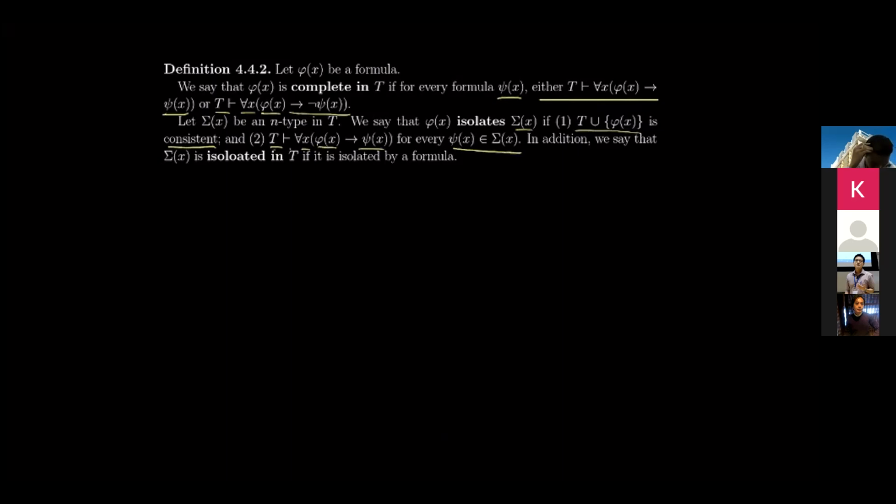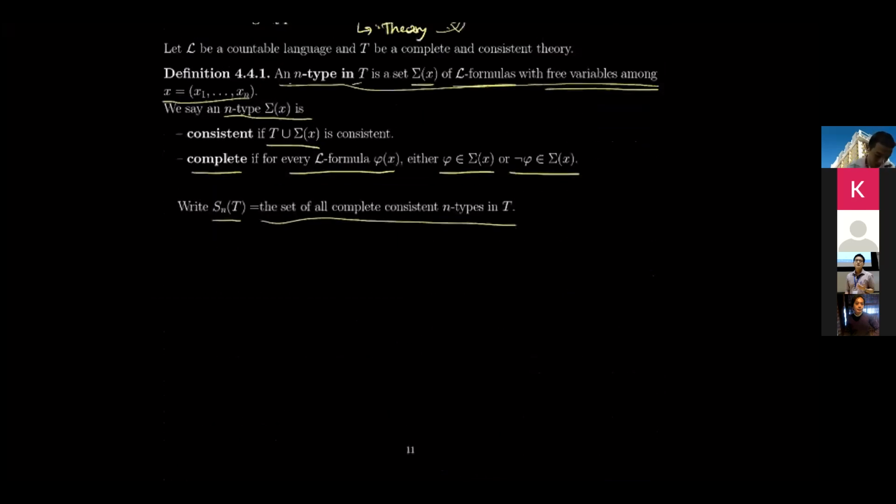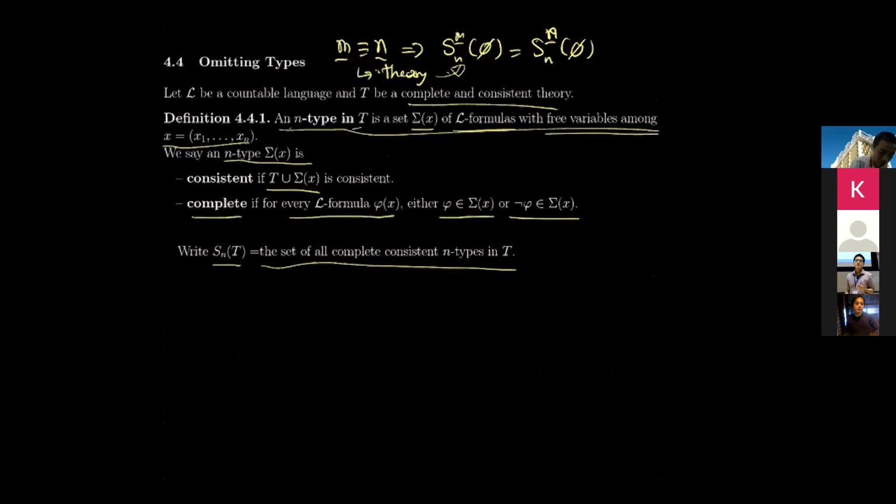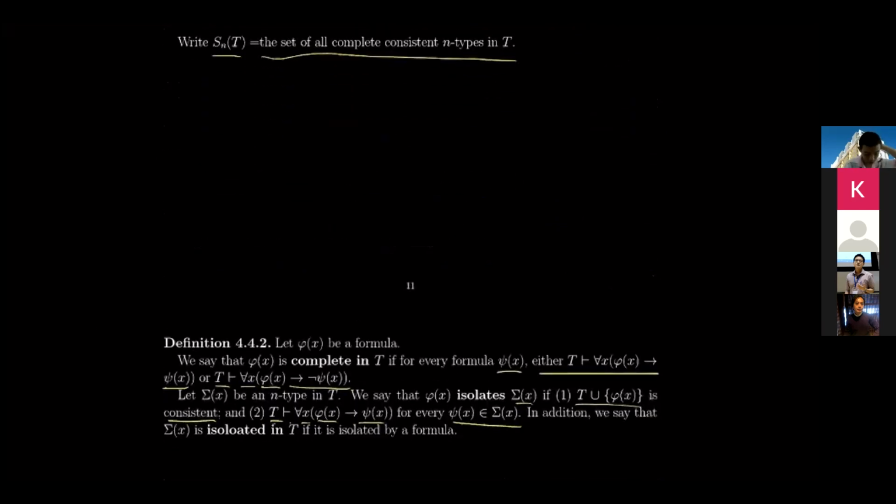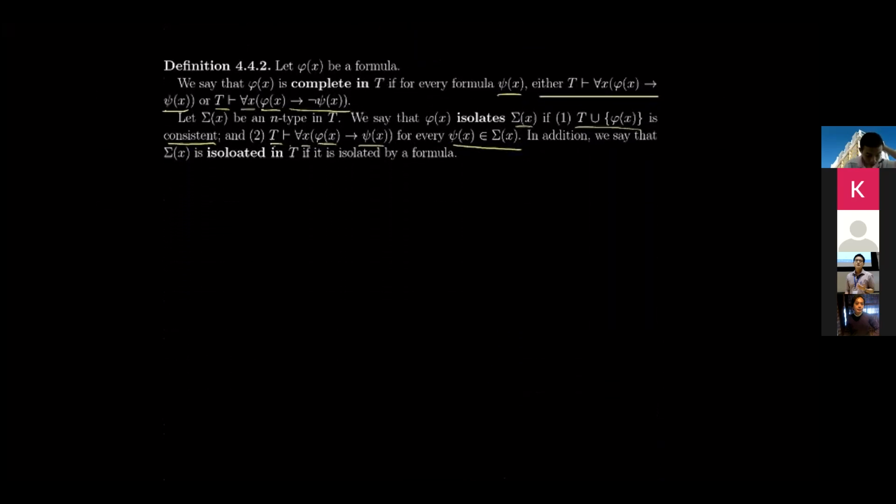Okay. Excuse me. Are you always assuming T is complete? Complete, yes. Here, complete and consistent. But does the omitting type theorem hold for any theory?